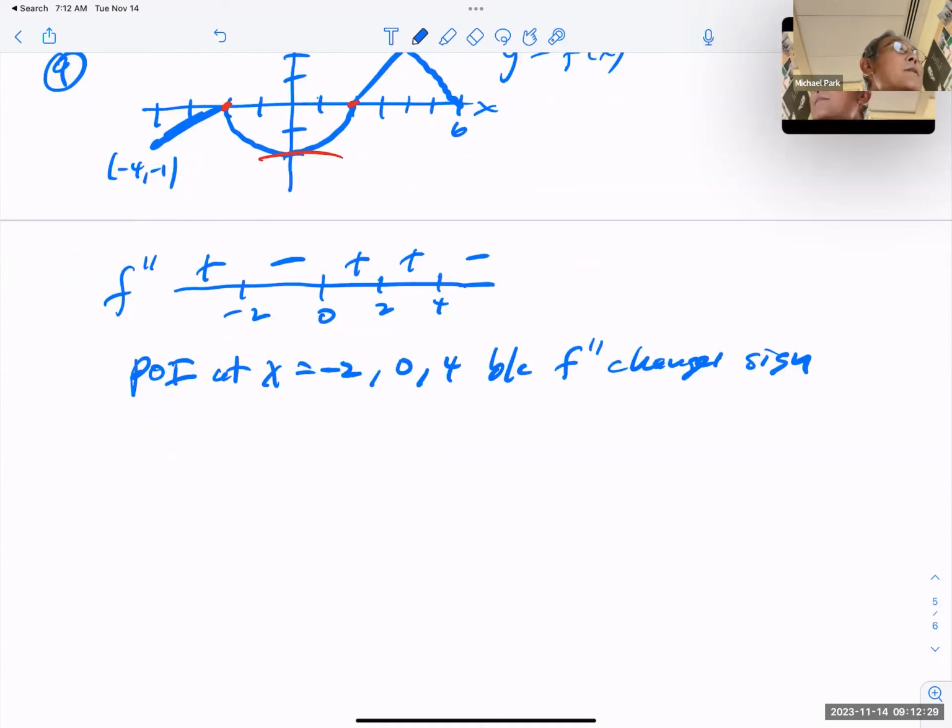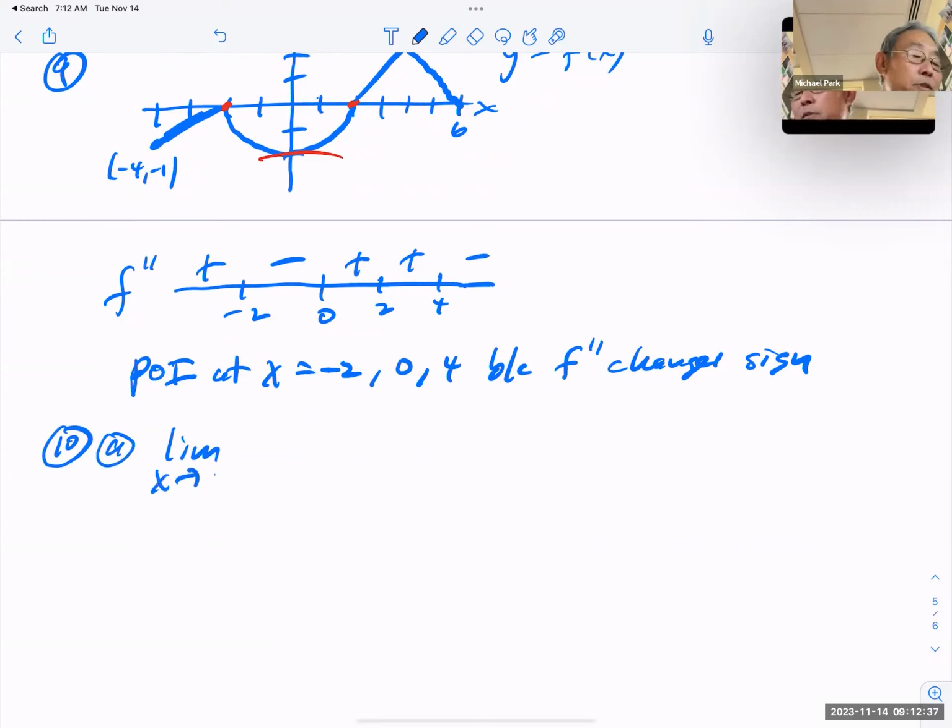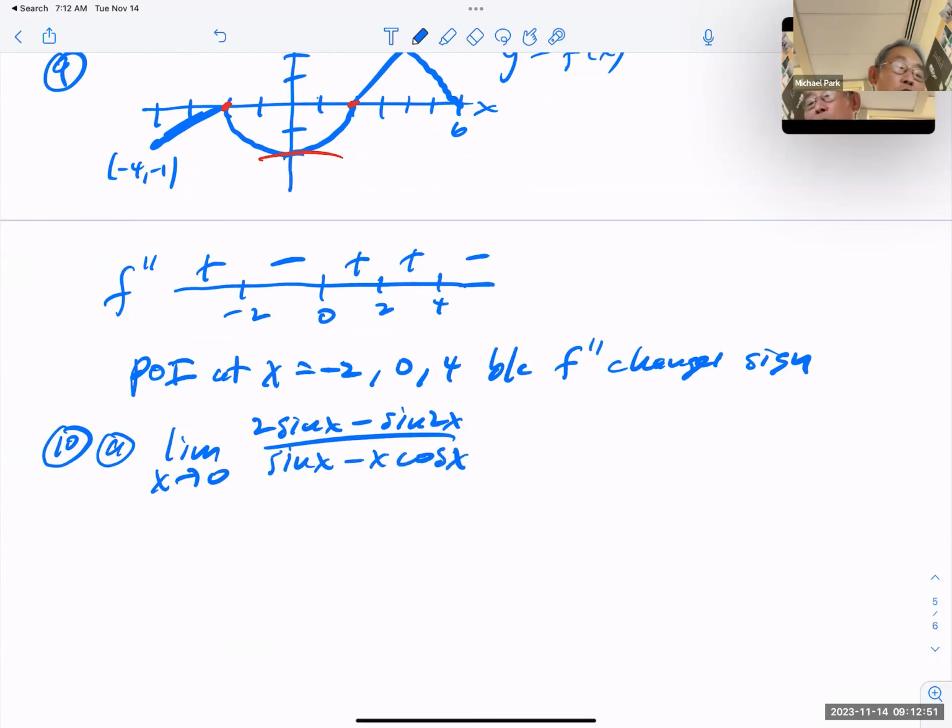And then the final problem here is L'Hopital's rule. That was the last section we learned here. So A, compute the limit as X approaches 0 of 2 sine X minus sine 2X all over X minus X cosine X. Oh, this looks like a fun problem. I can tell just by looking at it. Now remember, you can only use L'Hopital's rule when it's 0 over 0 or infinity over infinity. So the first thing you do is plug in the number. If you plug in 0, you get 0 minus 0 over 0 minus 0, which is 0 over 0. So that means we can use L'Hopital's rule.